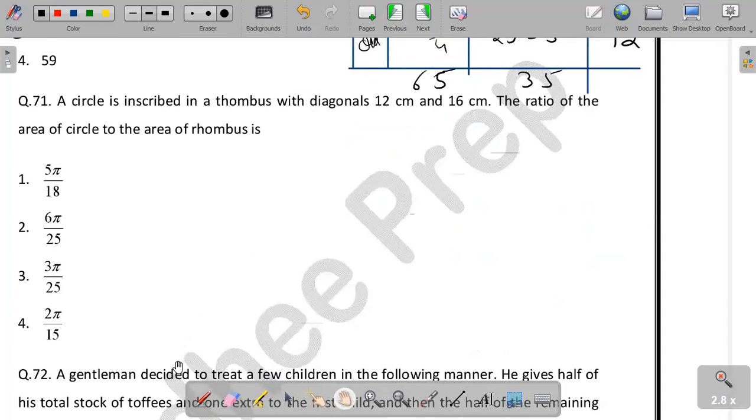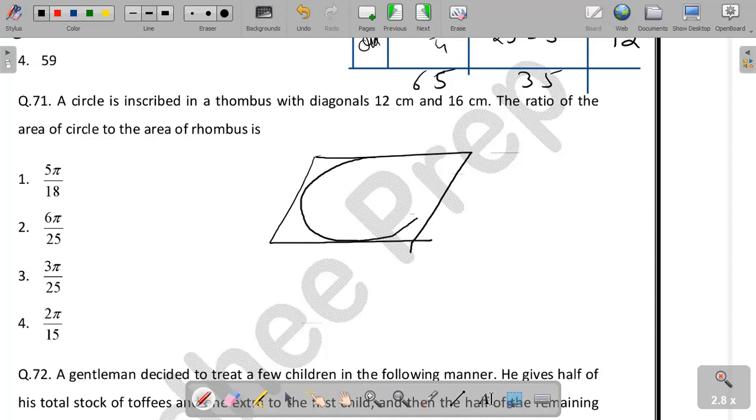A circle is inscribed in a rhombus, not a thrombus but a rhombus, with diagonals 12 and 16. Okay. So now you know that the diagonals are bisected in the rhombus and also perpendicular. So if this is one of the diagonals, this is another diagonal. This length is 8, this length is 6. This should be 10. The ratio of area of circle.